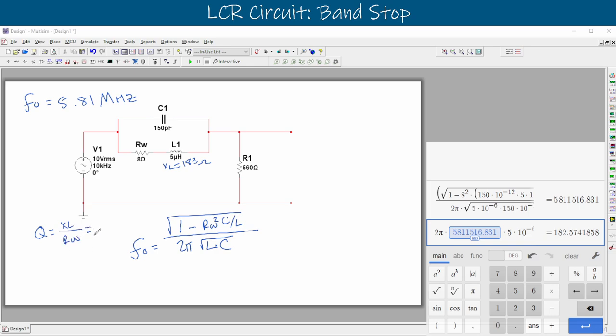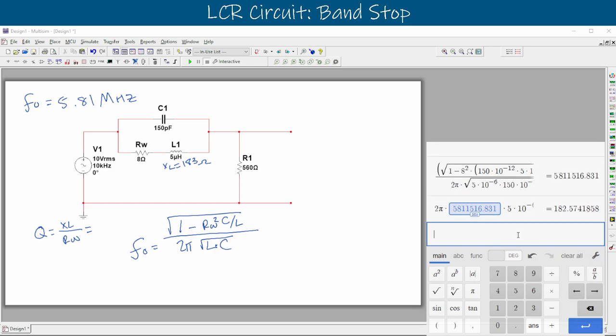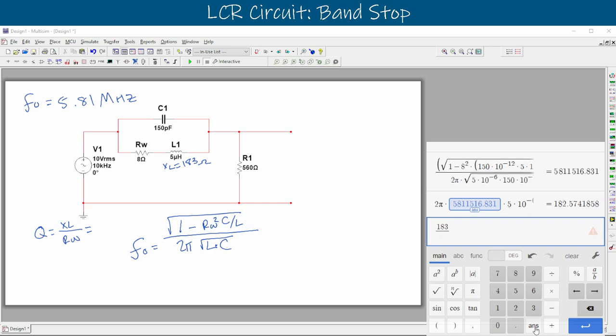We can solve for that in our Desmos. We'll say that we have our previous value here, our answer of 183 divided by our winding resistance of 8 is going to give us 22.8. Round that up, technically 22.9.